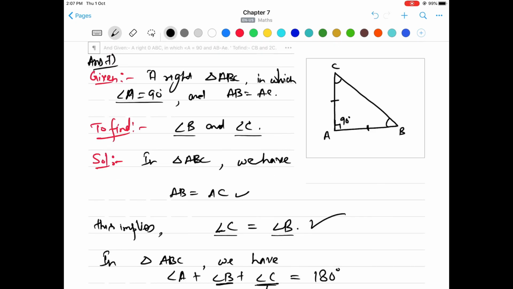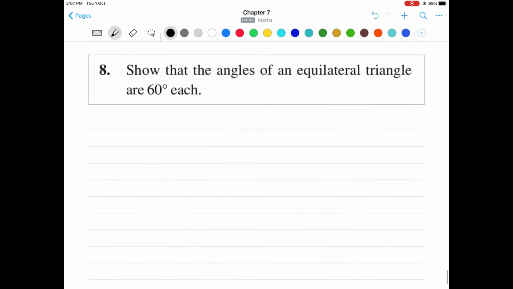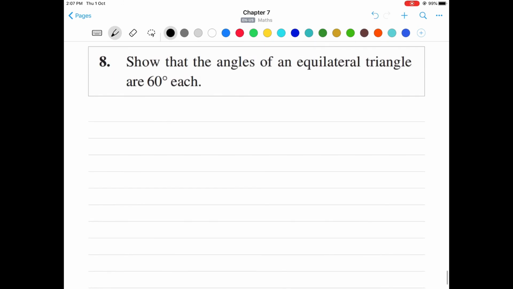Okay, now moving ahead to the next and the last question of this exercise, which says: show that the angles of an equilateral triangle are 60 degrees each. So we have this equilateral triangle. Equilateral triangle means the triangle in which the measurement of all sides is equal, and also all three angles are equal. Okay, let's write the answer number 8.